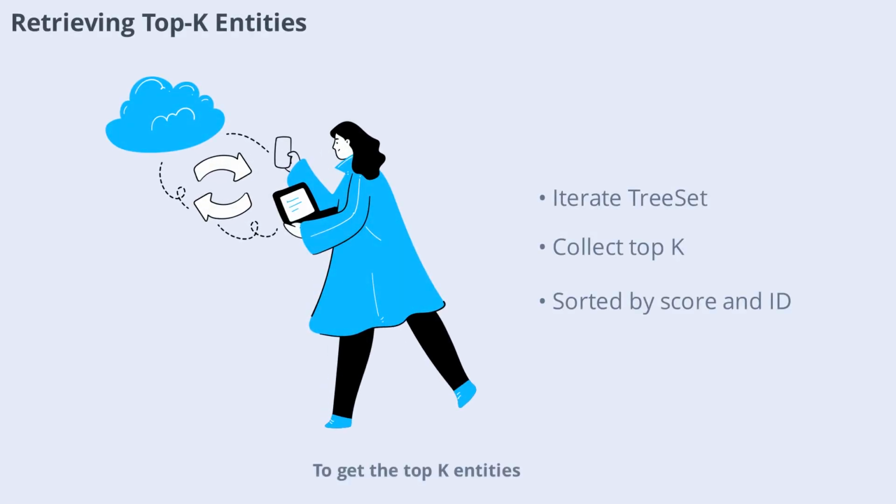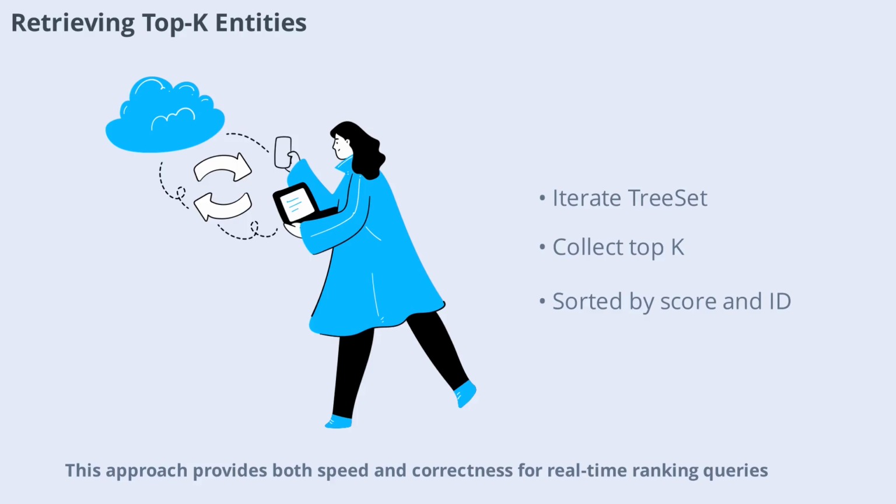To get the top K entities, we simply iterate through the TreeSet and collect the first K entries. Since the TreeSet is always sorted, this operation is efficient and guarantees that we return the highest scoring entities, with ties broken by entity ID. This approach provides both speed and correctness for real-time ranking queries.